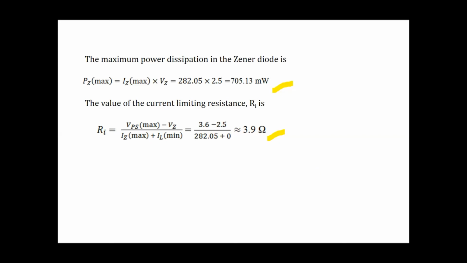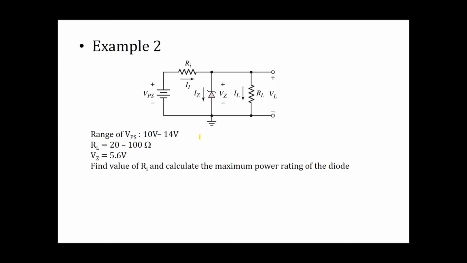One more example is as follows. Again, you are given a range of VPS, and you are given the value of VZ. However, instead of giving you a range of IL, the question gives you a range of load resistors. You are asked to calculate Ri and the power rating, just like the previous example. This is where students tend to make a careless mistake, because you are asked to find IL max and IL min, which is why they give you RL.